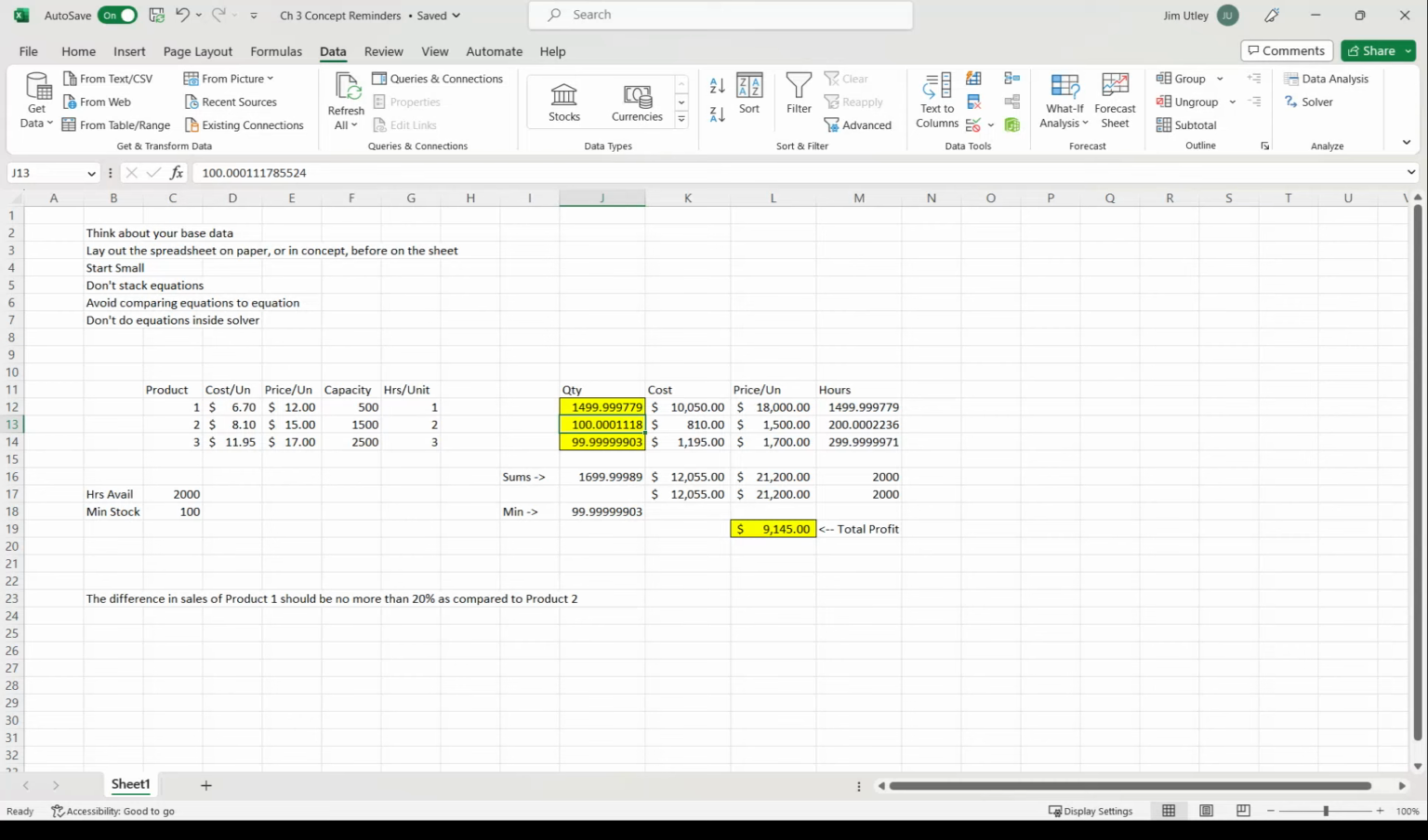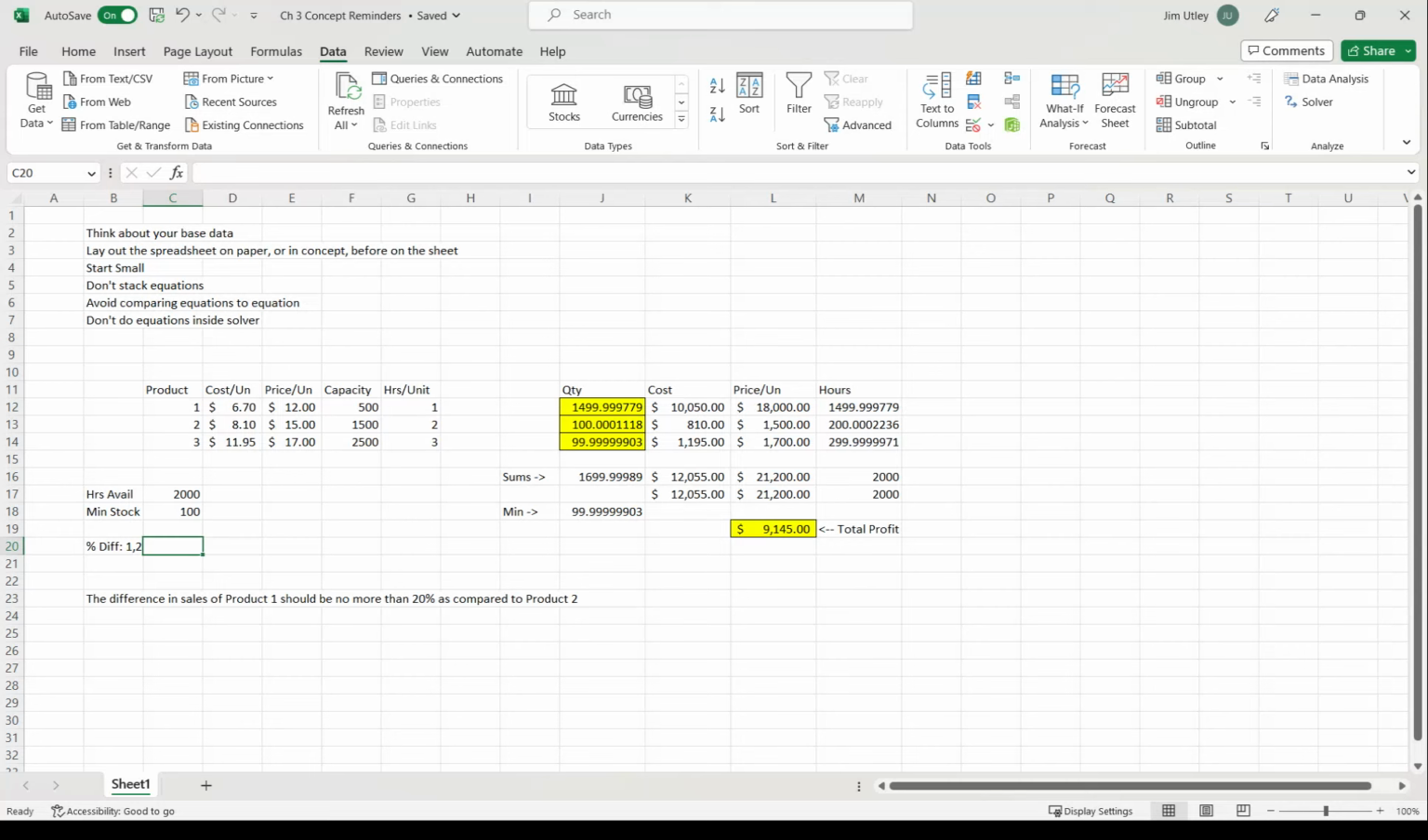Whatever the reason is, I want to keep those within 20%. Many folks, when you try to create this equation, create an equation that said product 1 should be no more than 20% of product 2. That happened quite a bit. So instead, I'm going to say %diff of 1 to 2, and I'm going to create a formula in here that does that.